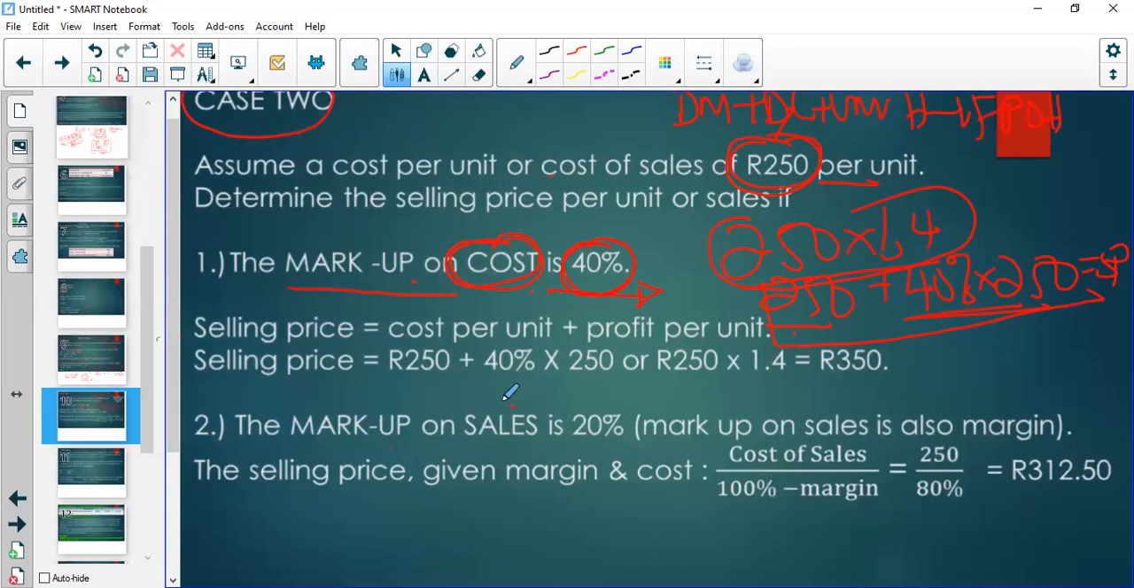The markup on sales is 20%. Now, they didn't say the markup on cost, they say the markup on sales. So you have to pay attention there, because with markup on sales, you don't just say multiply by 1.2. They are telling you that given the selling price, 20% of the selling price is profit. The other 80% is cost. This is the relationship when they say markup on sales.